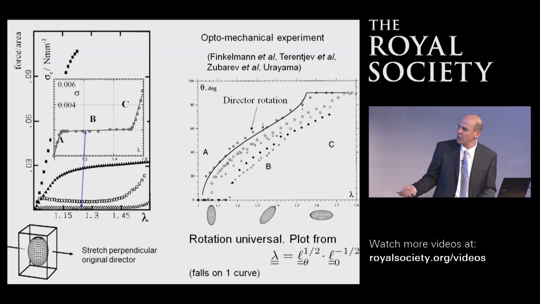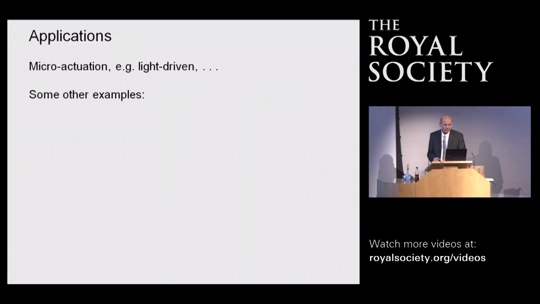So it's confirmation that this rather exotic-looking distortion is the thing that actually causes deformation without energy cost. So let me now conclude in the final minutes by suggesting, well, what would you do with this?